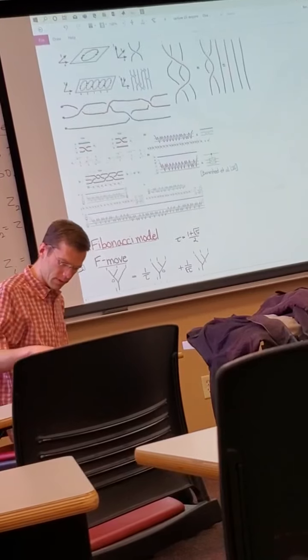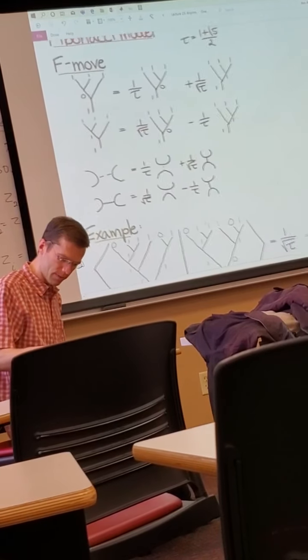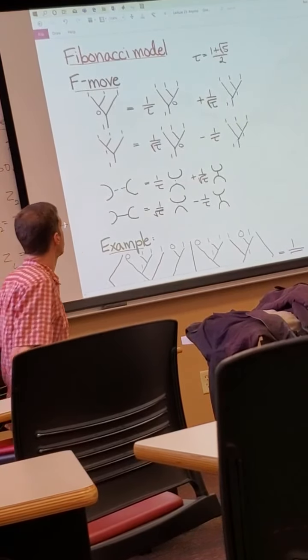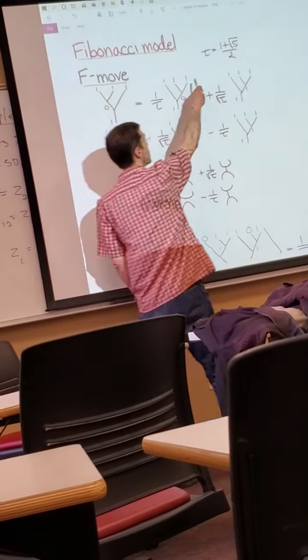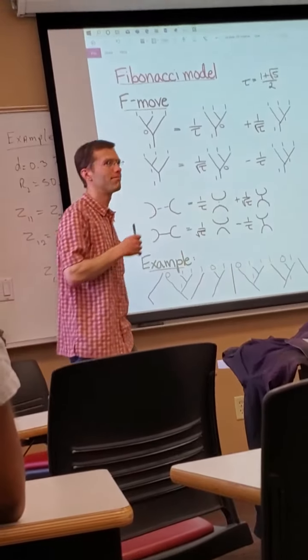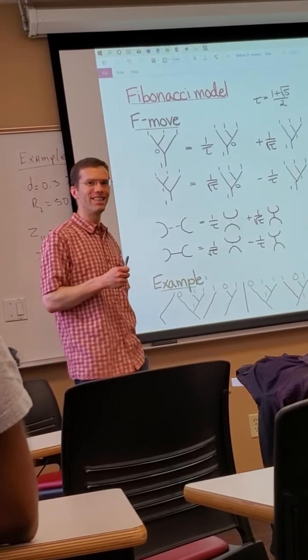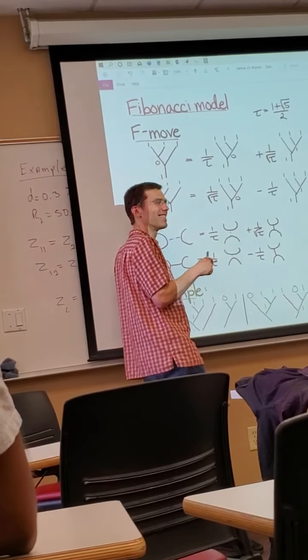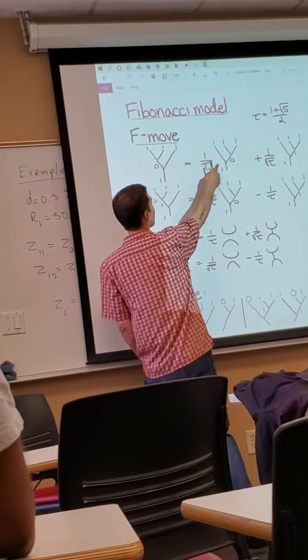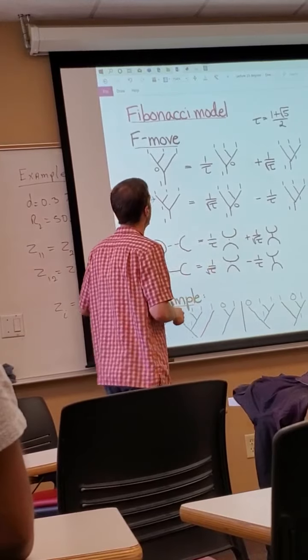Okay, so let me skip that. Let me show you the model then. This is the Fibonacci model, I think in all the detail. So tau is the golden ratio. It's like 1 point something. 1.68. Right. So tau is the golden ratio, and these are.